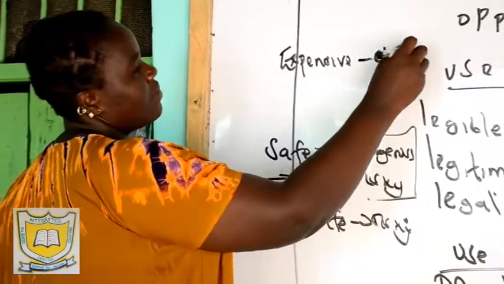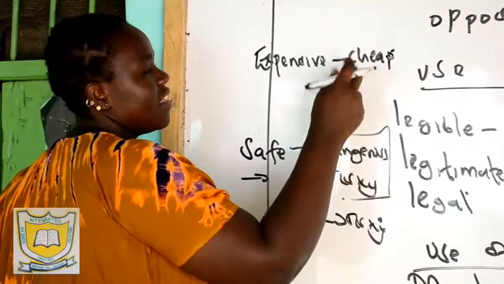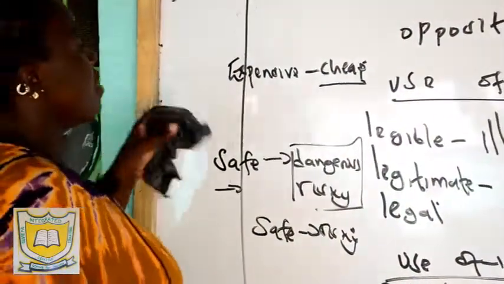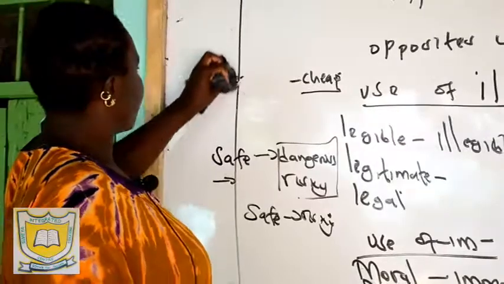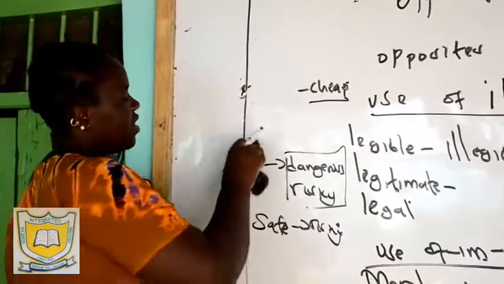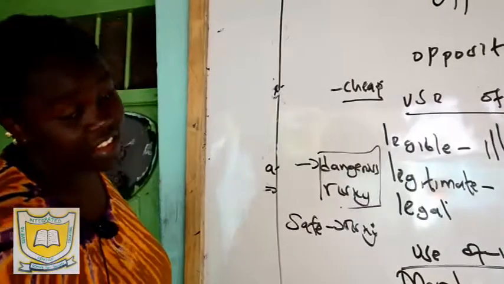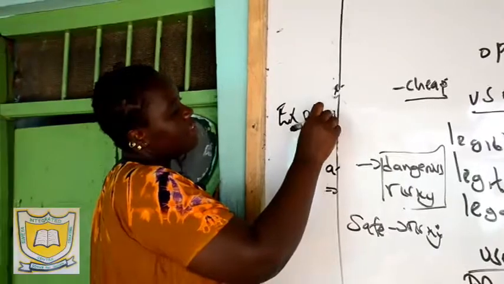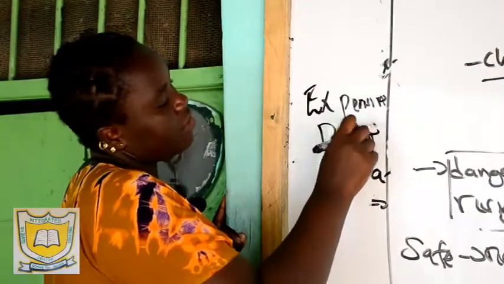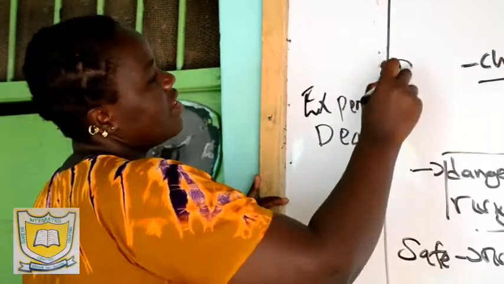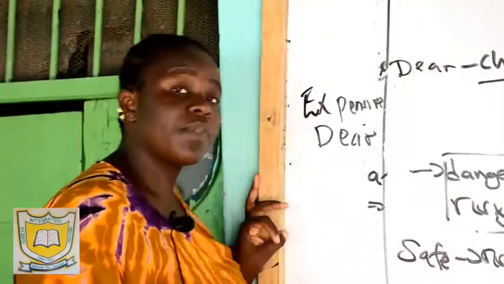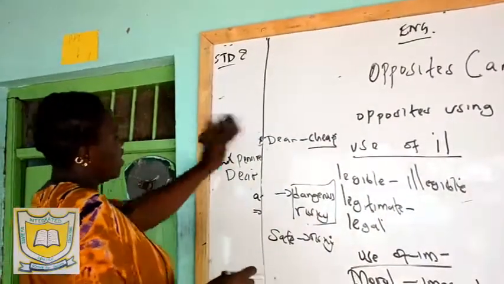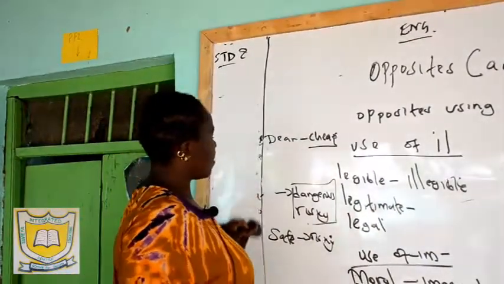If something is not expensive, then that thing is cheap. But you might find in the exam they give you cheap and ask for the opposite of the underlined word. For example, that watch is cheap. Most learners know that the opposite of cheap is expensive. But when you go to your answers, there is no expensive, because expensive has a synonym: dear. So dear can also be the opposite of cheap. They can give you the synonym of the antonym so that you come up with the opposite.